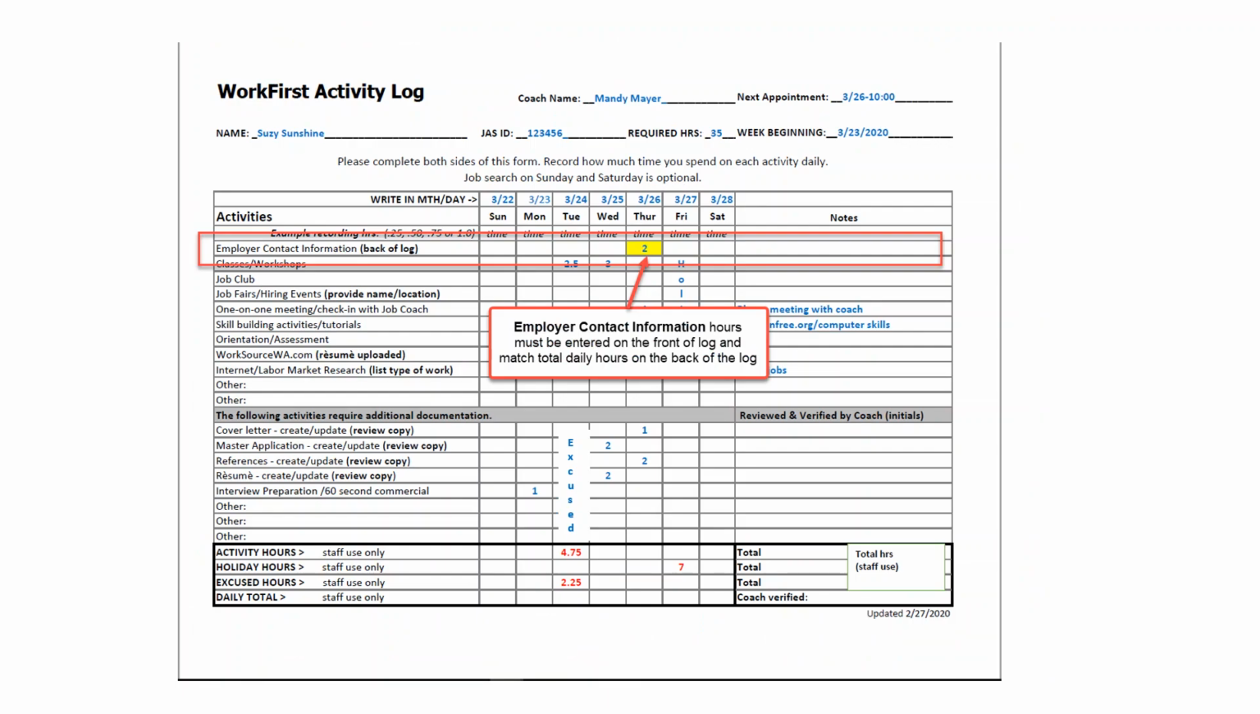Anytime you contact an employer, you need to enter the hours of that activity on the Employer Contact Information line on the front of the log and complete the Employer Contact Information section on the back of the log. The total hours for each day must match on the front and back of the log.